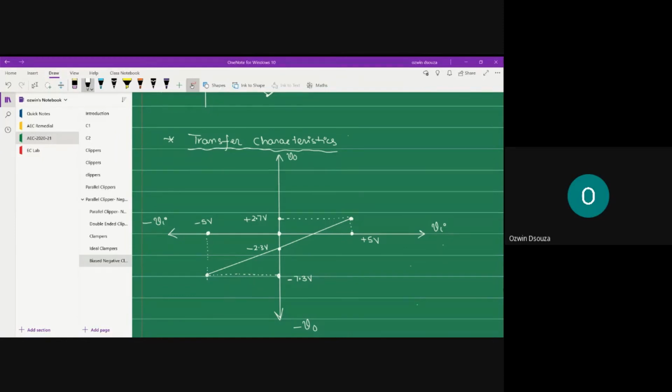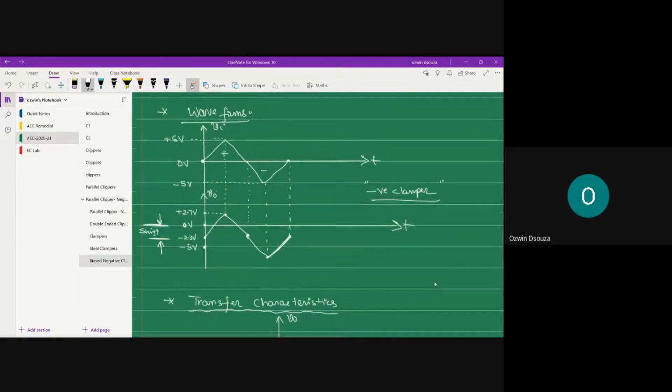What do you mean by peak-to-peak? Peak-to-peak means the distance measured from positive maxima to negative maxima. That is this distance. This is your positive maxima, and this is your negative maxima. If you calculate the distance, you will get the peak-to-peak value. So this is your V peak-to-peak of input. What is the peak-to-peak value? 5 minus of minus 5, that is 10 volt. So 10 volt is the peak-to-peak value of the input.